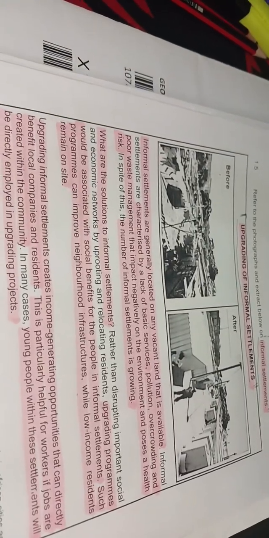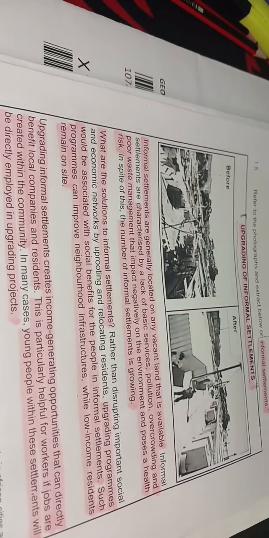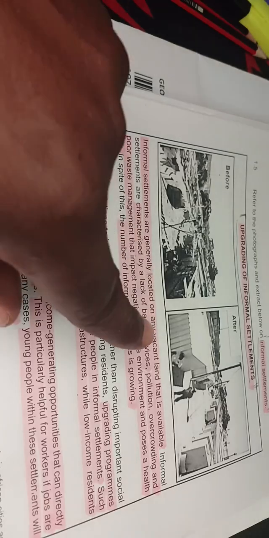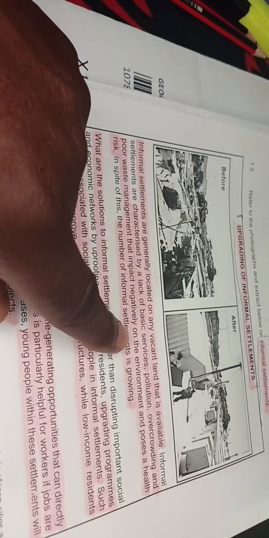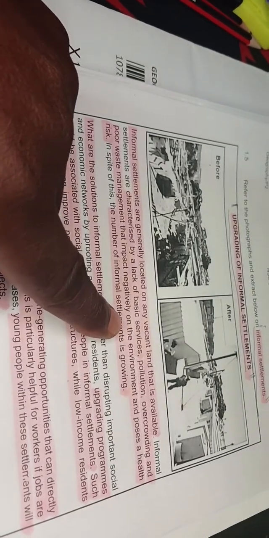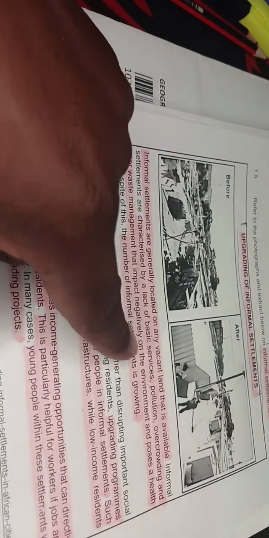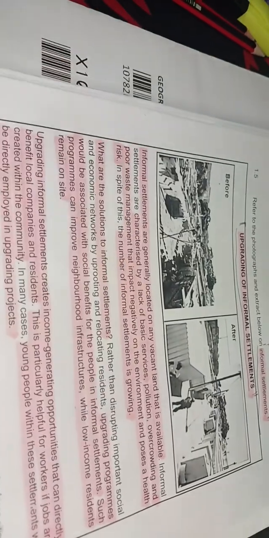Informal settlements are generally located on any vacant land that is available, which means the moment they find a vacant land, they build their structures. That's what makes them illegal, okay? Informal settlements are characterized by lack of basic services. What are we talking about? Do they have electricity? Do they have running water? How are they in terms of sanitation? We are saying there is a lack of basic services. So that's what should come to your mind. Pollution, overcrowding, poor waste management, that impact negatively on the environment and pose a health threat.